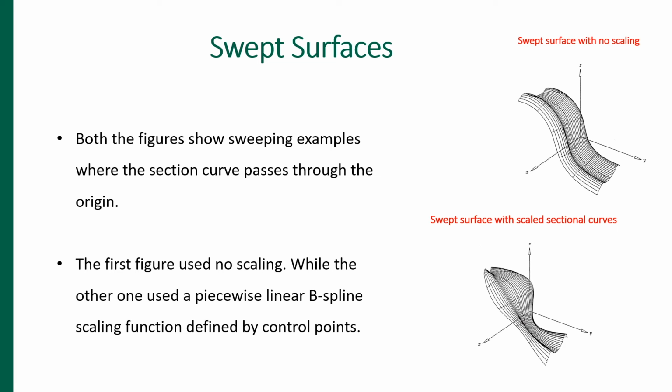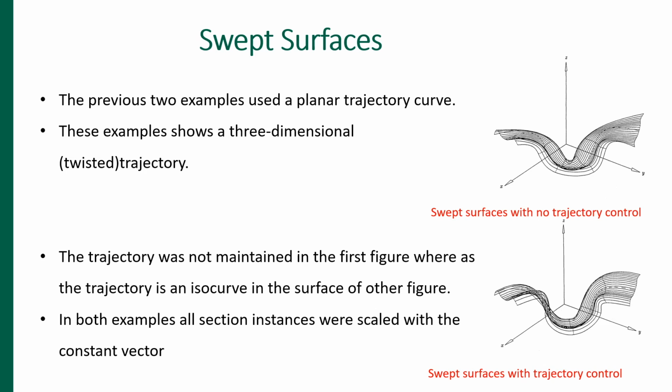Here the two figures vary by one being a swept surface with no scaling, and another being a swept surface with scaling. The first figure used no scaling, while the other one used a piecewise linear B-spline scaling function defined by the control points. The previous two examples used a planar trajectory curve. These examples show a three-dimensional trajectory. The trajectory was not maintained in the first figure, whereas the trajectory is an iso curve in the surface of the other figure. In both examples, all section instances were scaled with a constant vector.